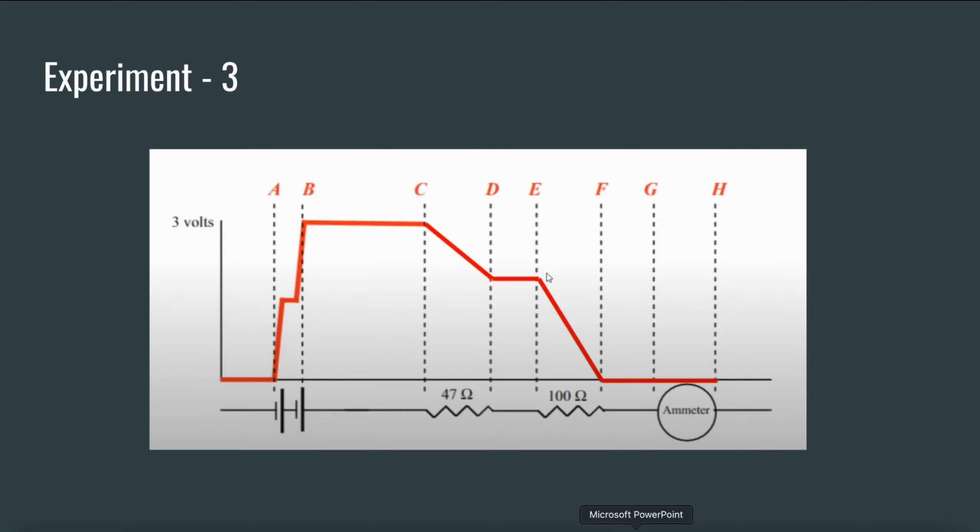And in the second part of the experiment, we can see that from A to B, the voltage increases, and then from B to C, it's pretty steady, and then it starts decreasing from C to D, steady at D to E, and then from E to F, there's also a steady decrease, and then from then on, it remains 0.